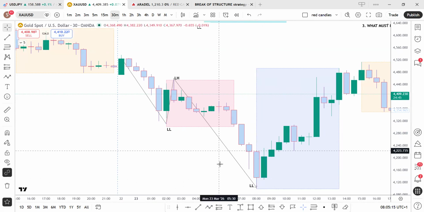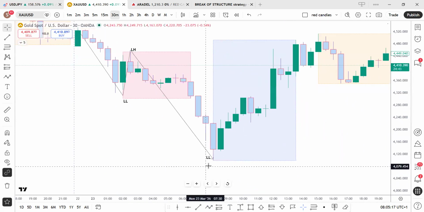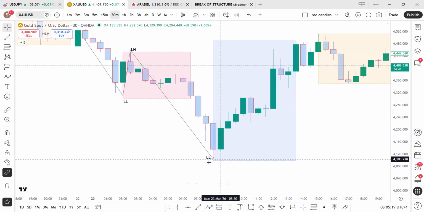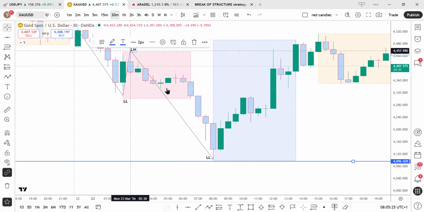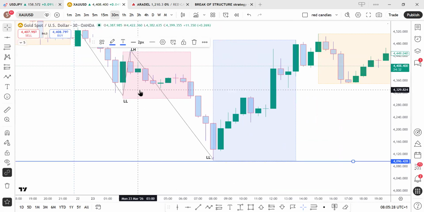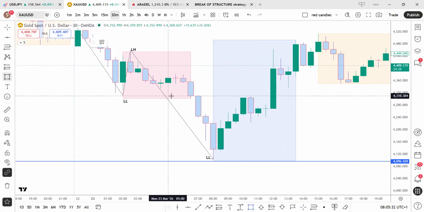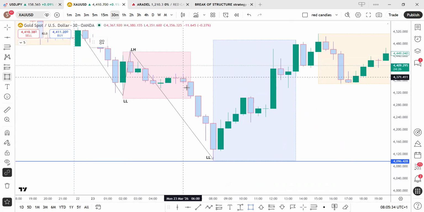And then we're expecting, so when you're down here, where is your range? Your range will be between these lows here and the last lower high. Now, I fine tune it a little bit. I have what I call the last opposite candle that caused that price to move down.